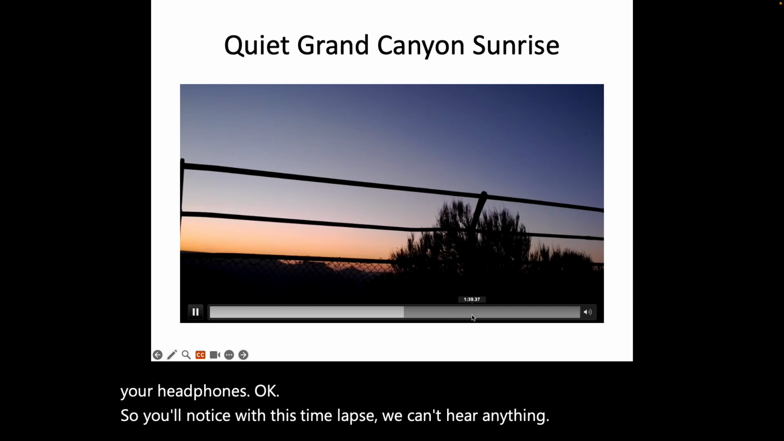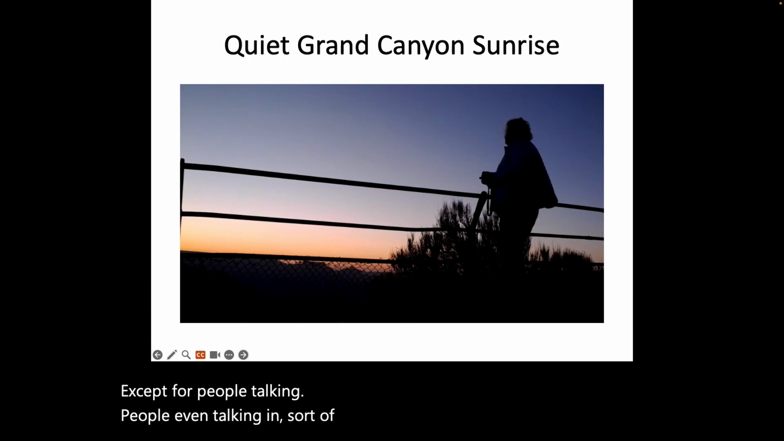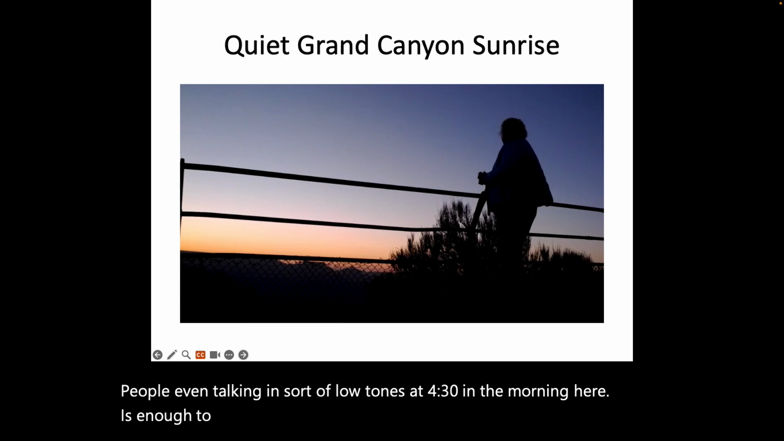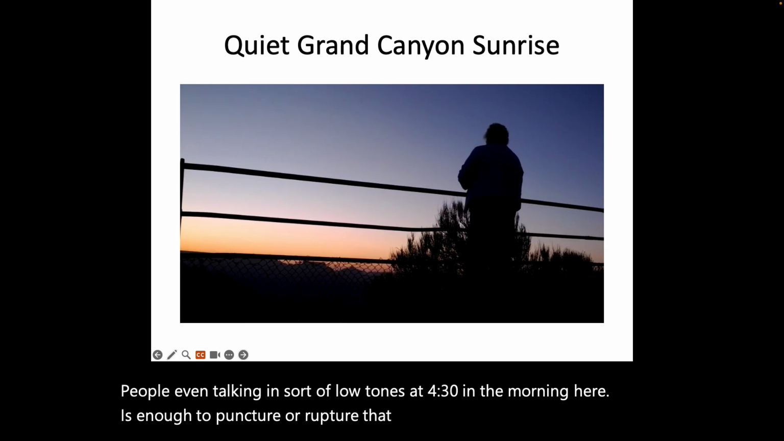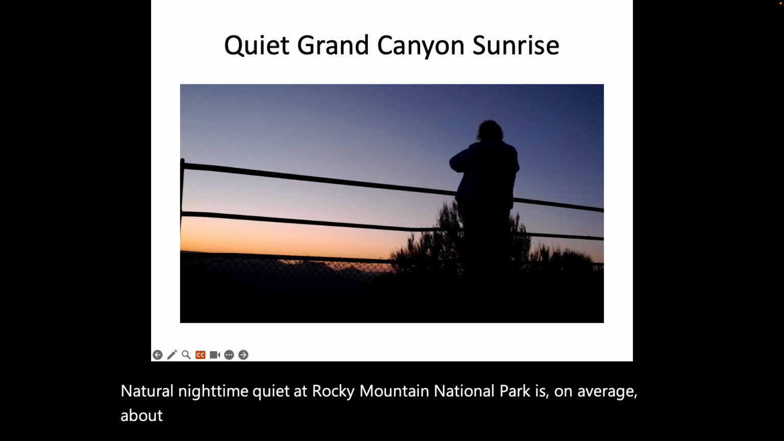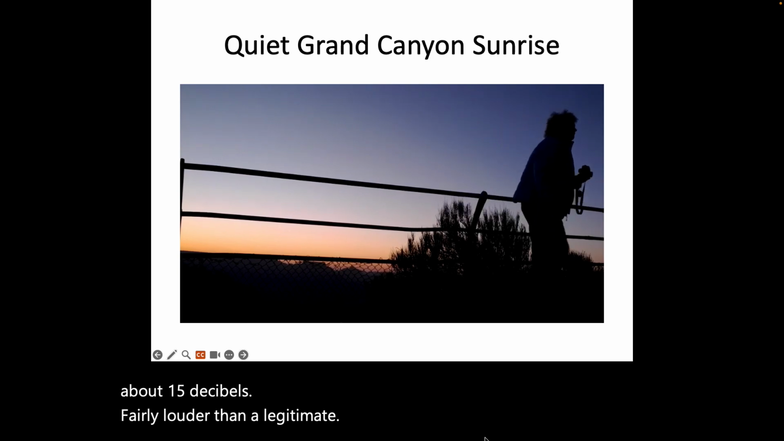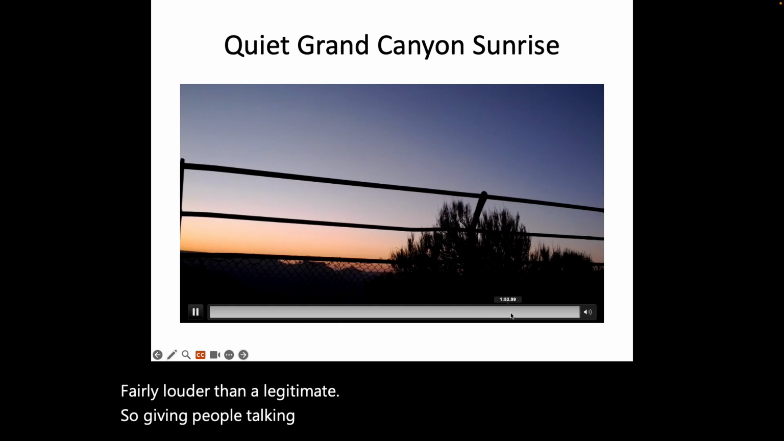Except for people talking. People even talking in low tones at 4:30 in the morning here is enough to puncture or rupture that natural quiet. Natural nighttime quiet at Rocky Mountain National Park is on average about 15 decibels. Barely louder than a legit whisper. Okay, so even people talking is kind of a thing.